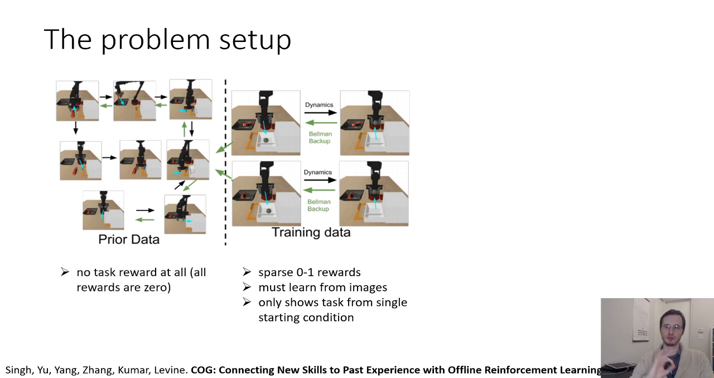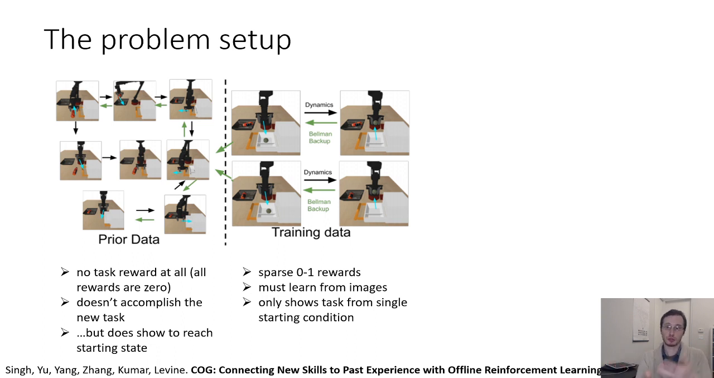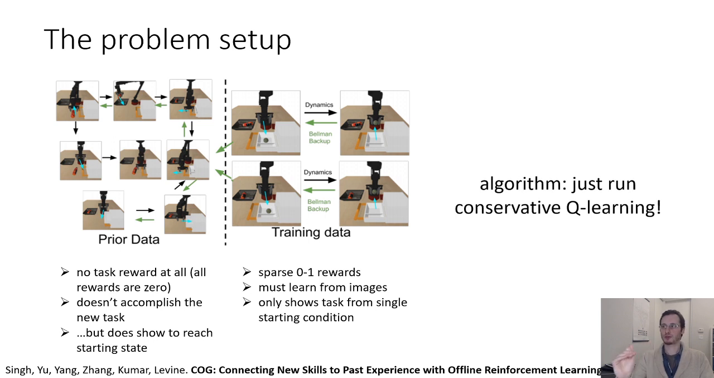Now, the prior data has no task reward at all. All rewards in the prior data are 0. It doesn't accomplish the new task at all either, so the only way to connect up the prior data to the new task is through those Bellman backups. But the prior data does show you how to reach useful states. It also shows you many useless things as well. The algorithm is very simple. We're just going to run Q-learning, conservative Q-learning, on this combined data set.